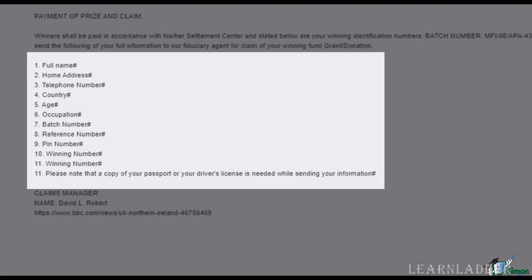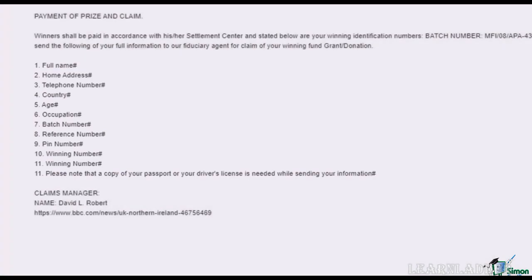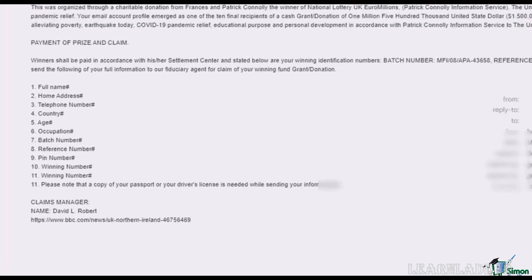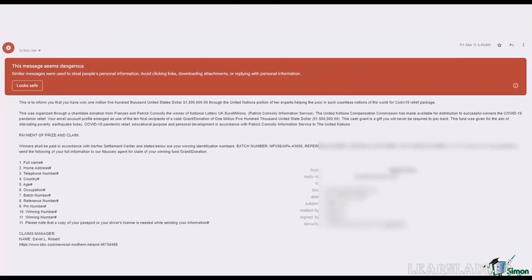For example, they asked me for a batch number, a reference number, a PIN number, and a winning number, all of which are included in the email. If they know the information, why do they need it? The answer is that they want additional information from us. This email appeals to a sense of greed. The senders hope you're willing to provide that information and the chance of winning contests you've never entered.